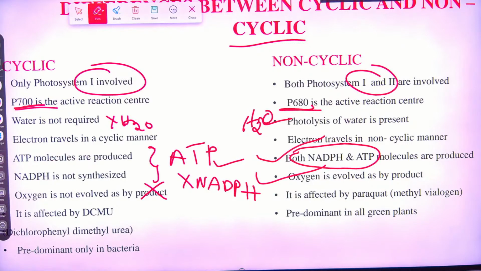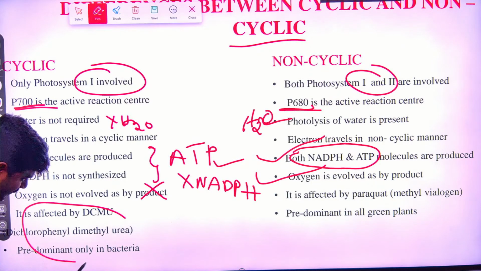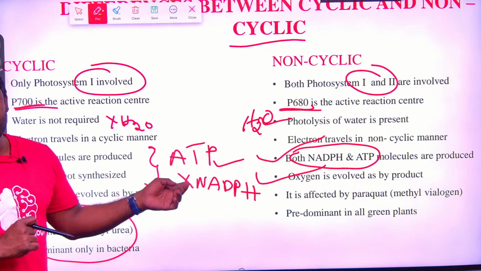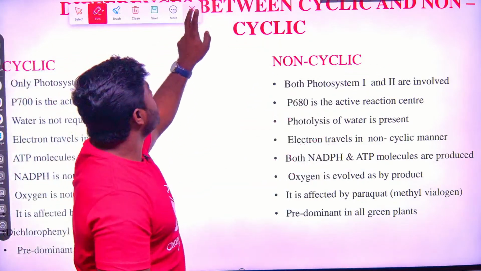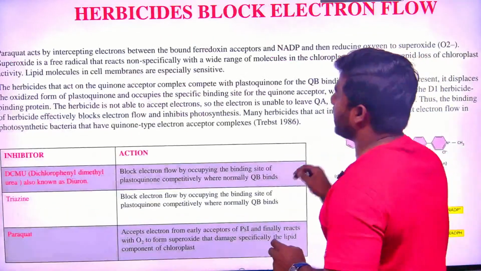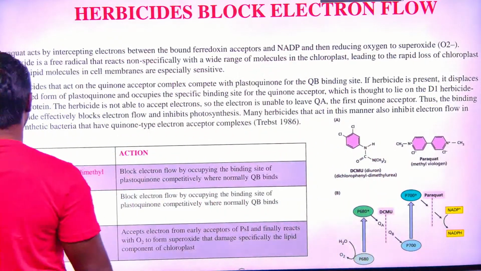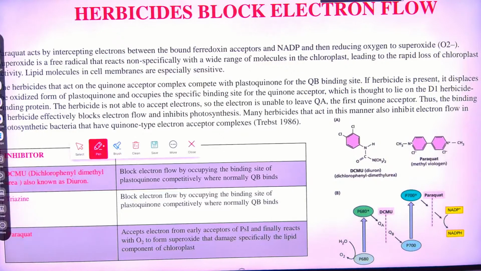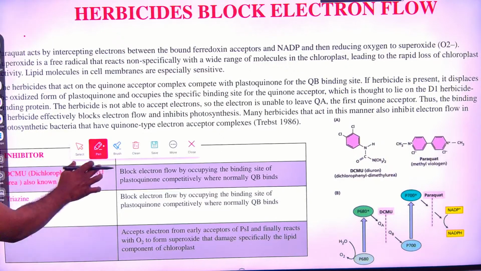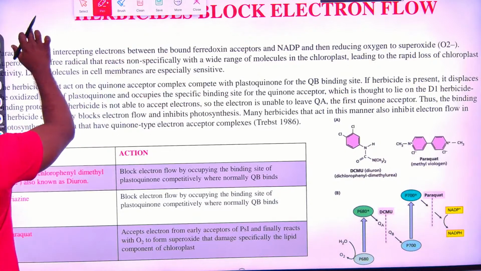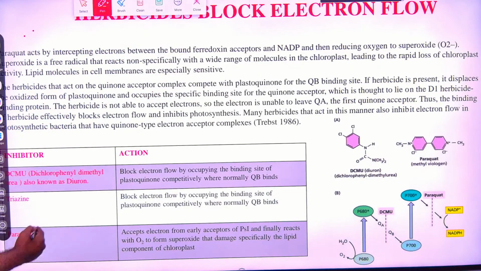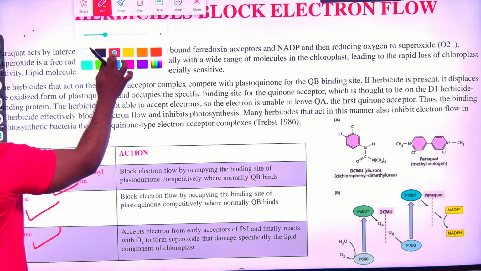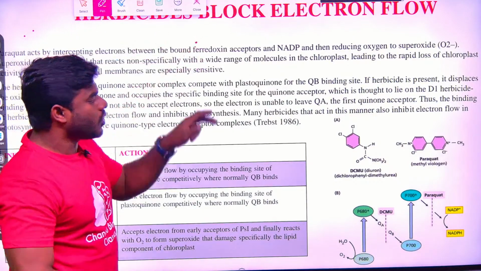Mostly the questions come from what we can say inhibitors. The inhibitors that block both cyclic and non-cyclic. This is very, very important. All of you have to remember it compulsorily for the exam. So there are a lot of herbicides. They actively block the electron flow. Among those, the major ones are DCMU, triazine, as well as the paraquat. It is very important. You have to remember almost all the names.